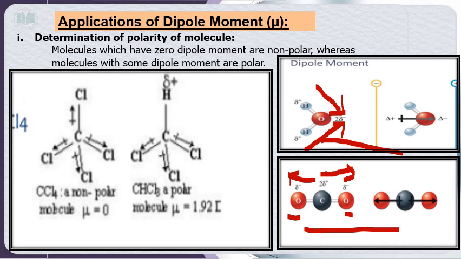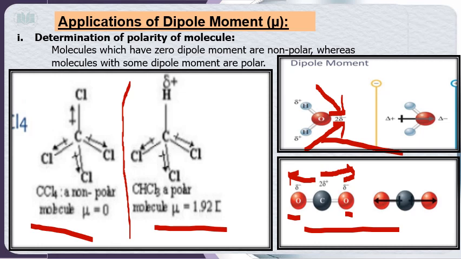Similarly, look at these two compounds. One of them is CCl4, carbon tetrachloride. The other one is chloroform. You can see in carbon tetrachloride, the central carbon is sp3 hybrid, and the four chlorine atoms are directed towards a regular tetrahedral geometry, right? Due to the difference of electronegativity, the vector is directed from carbon towards chlorine, right? So the sum of these four vectors will give a dipole moment of 0.